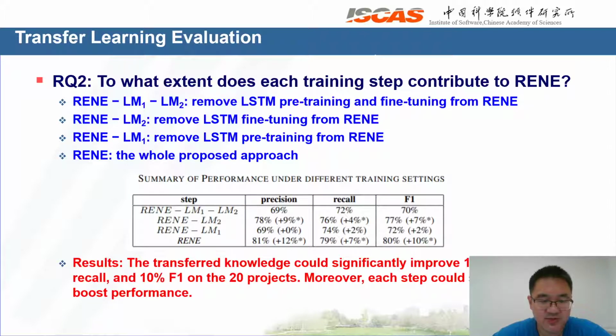RQ2 is for the transfer learning evaluation, where we investigate the contribution of each step in RANO. We conduct four settings, where we remove each step in RANO and investigate whether each step could boost the performance. The table shows the performance in the different settings. The results show that the transferred knowledge could improve precision by 12%, recall by 7%, and F1 by 10%.